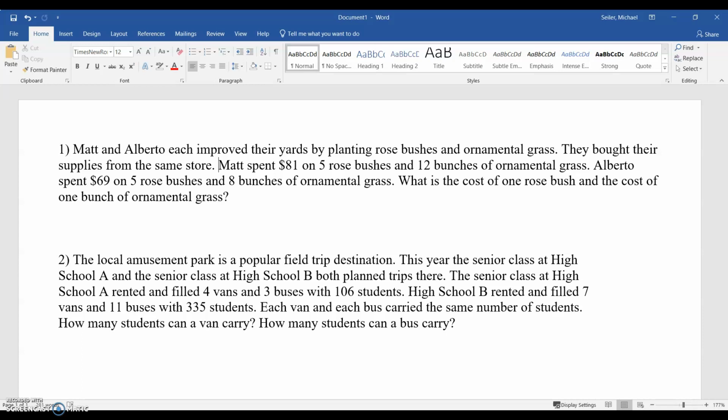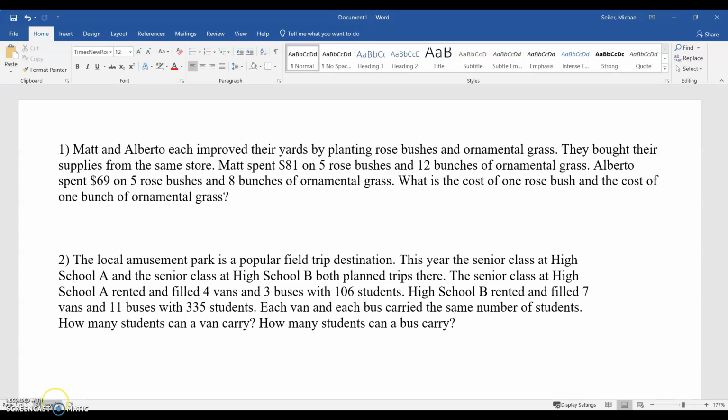So here we see the first one. Matt and Alberto each improved their yards by planting rose bushes and ornamental grass. They bought their supplies from the same store. Matt spent $81 on 5 rose bushes and 12 bunches of ornamental grass. Alberto spent $69 on 5 rose bushes and 8 bunches of ornamental grass. What's the cost of 1 rose bush and the cost of 1 bunch of ornamental grass?